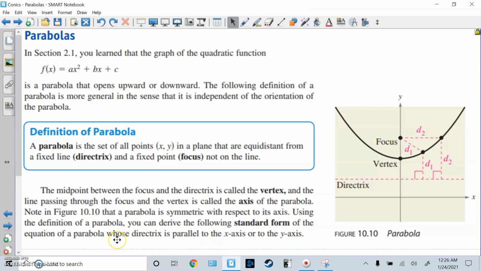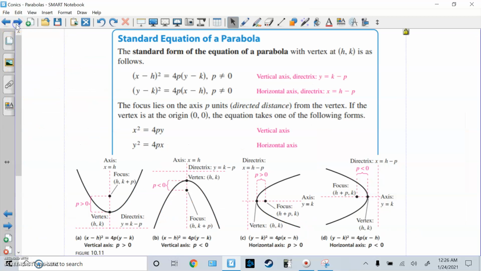And using the definition of a parabola, we can derive the following standard form equation of a parabola whose directrix is parallel to the x-axis if it is going up and down, vertical, or the y-axis if it is going horizontal, left or right. So here are the equations. (x minus h) squared equals 4p times (y minus k), where p can't be 0. That's the vertical axis, where the directrix is always going to be y equals k minus p. Then (y minus k) squared equals 4p times (x minus h), where p isn't 0. That's the horizontal axis, where the directrix is x equals h minus p.